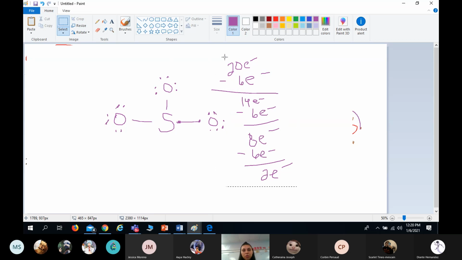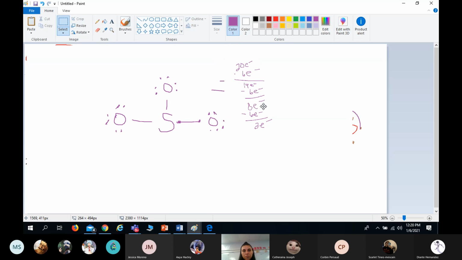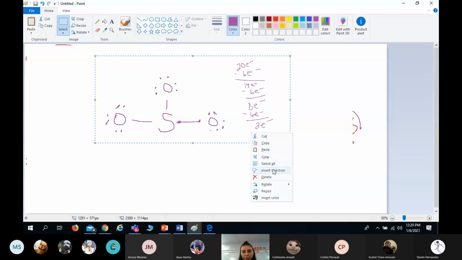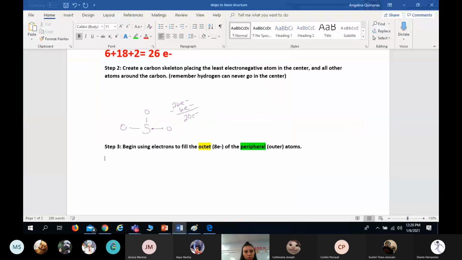I'm just going to try and make this smaller. Sulfur is going to get lone pairs. Yes, that's going to be the next step. It's a little difficult to do this online, but I'm doing the best I can. So thank you for being patient. So step 3 is done.